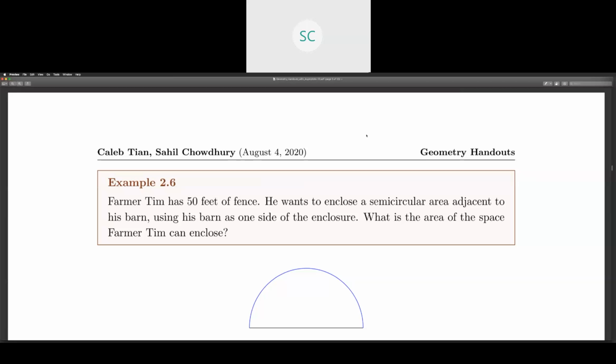Does anyone need more time? There's some more time. Yeah, so I'm going to give you guys about 2 to 3 more minutes to go ahead and try this problem.